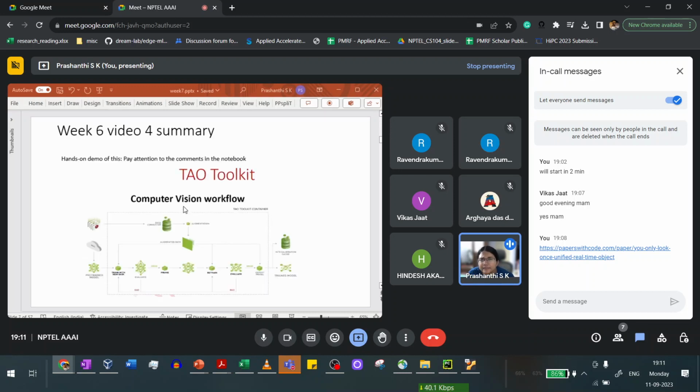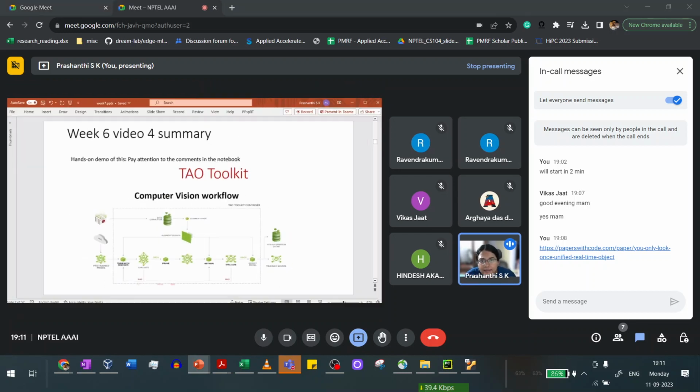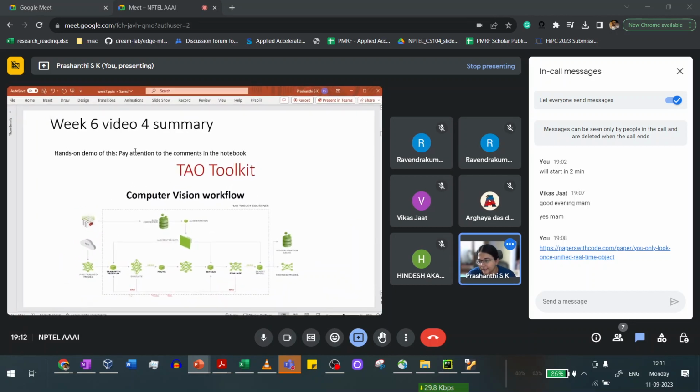Another question I got was on summarizing video 4. Video 4 was actually a very hands-on demo of this workflow. We took a pre-trained model and trained it with some new data, and then we evaluated it. Then we pruned it further and retrained it, and then evaluated it. So this was the high level overview of what is done. But since I also don't have access to the notebook, I will not be able to give you a code level walkthrough.